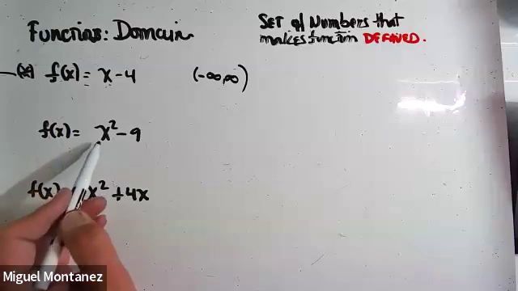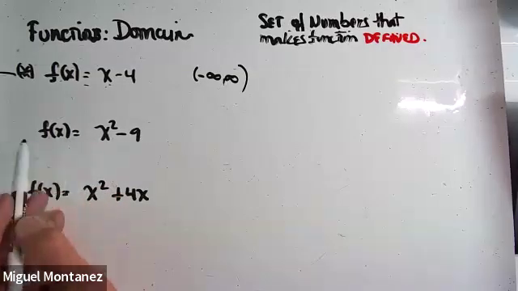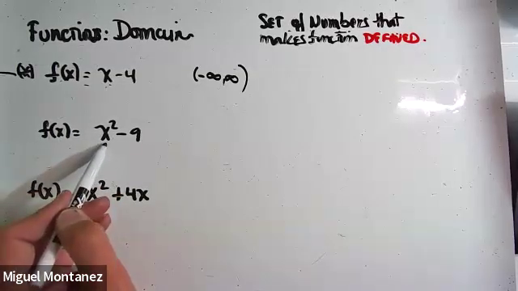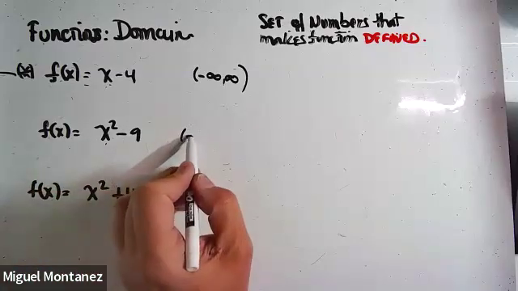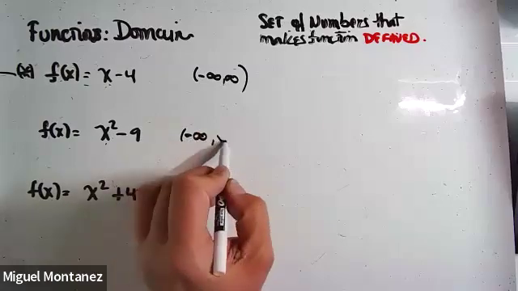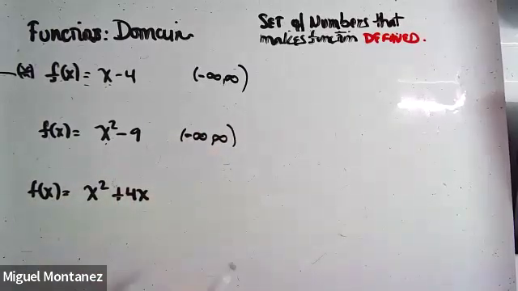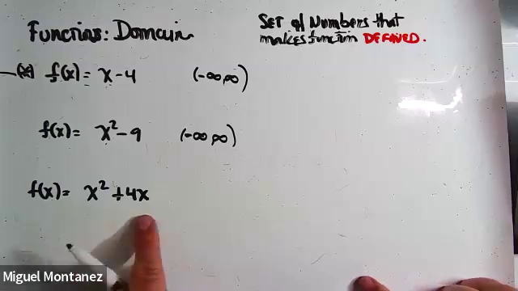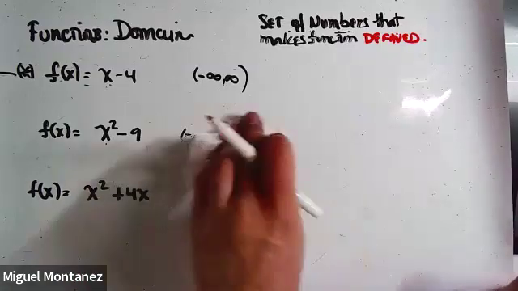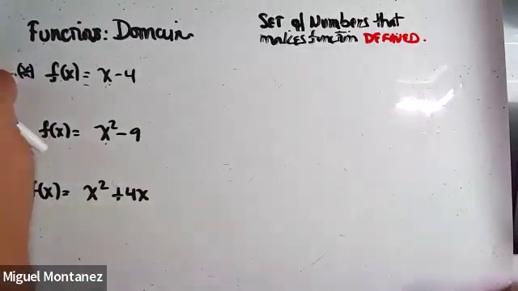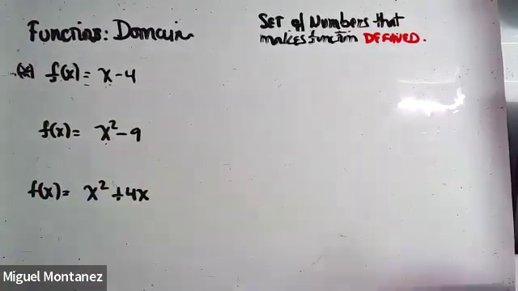Example number 2, if I have x squared minus 9, again, any number I can square it and subtract 9, no problem at all. So this function can take anything. I can produce an output very easily. Same for this one, no problem at all. So if we have this type of function, the domain will be all real numbers.